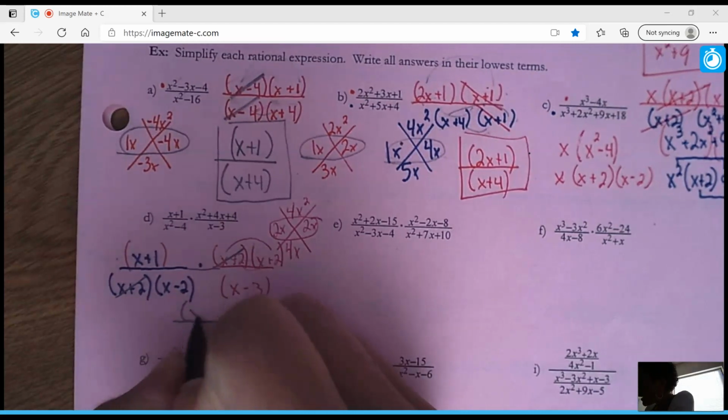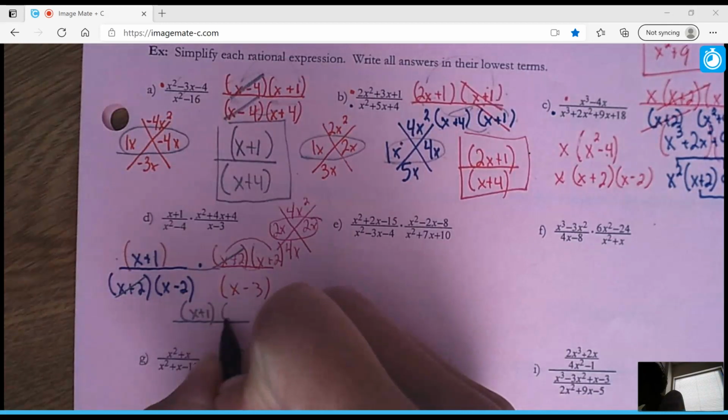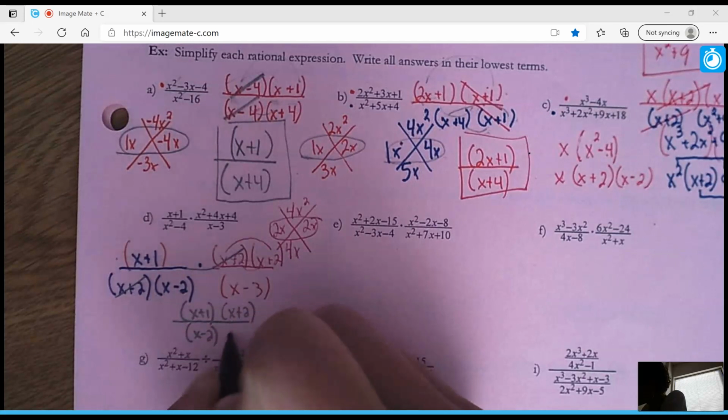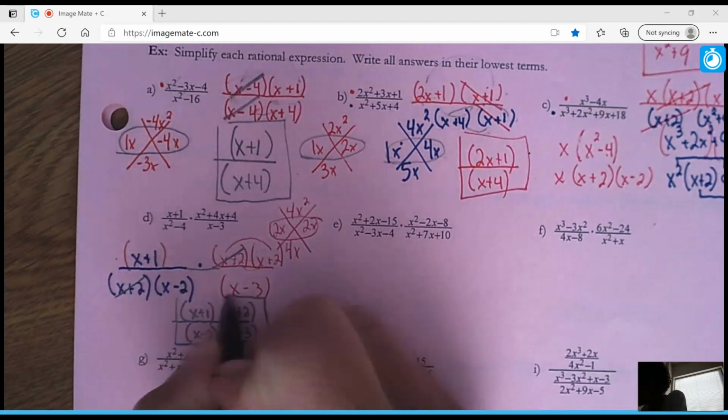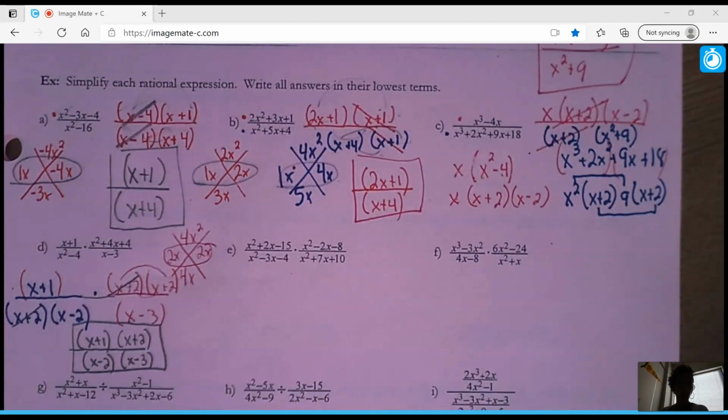So in my numerator, I'm still left with x plus 1 and an x plus 2. And in my denominator, I'm left with an x minus 2 and an x minus 3. So this has been simplified. Couldn't take very much out. All right, let's jump to E.